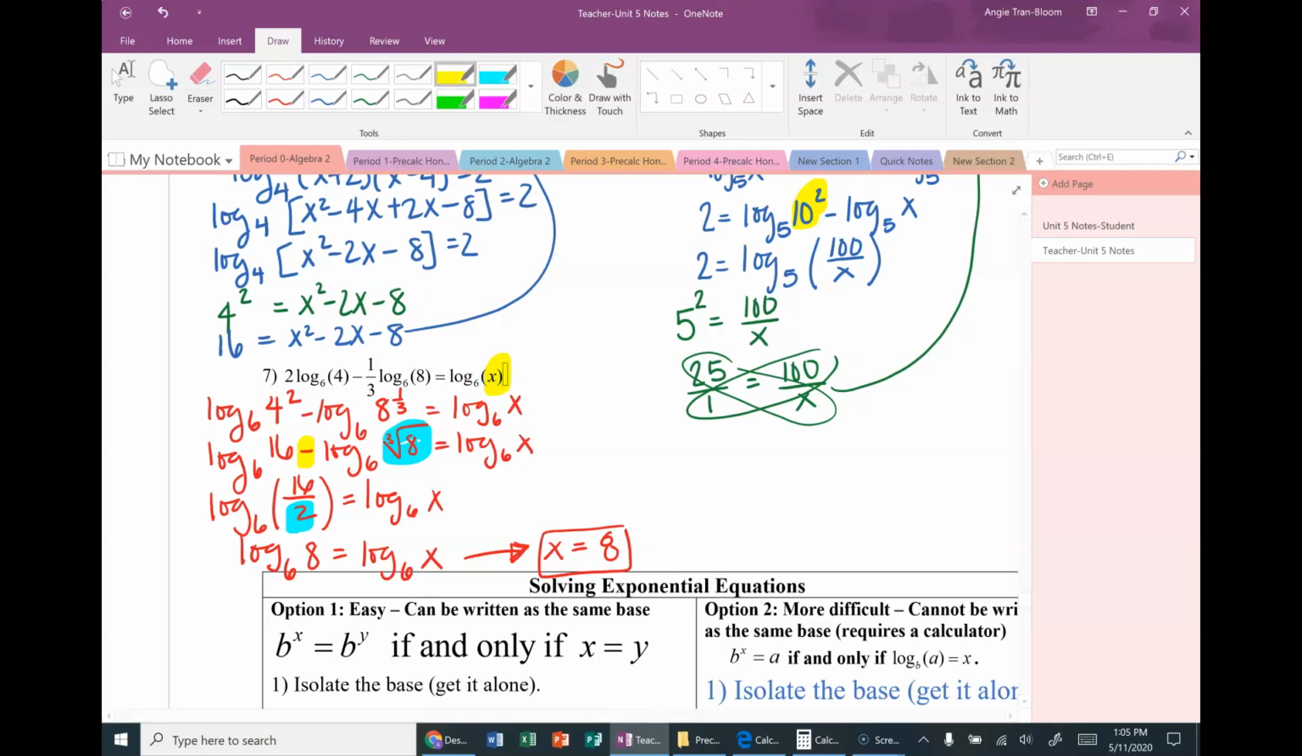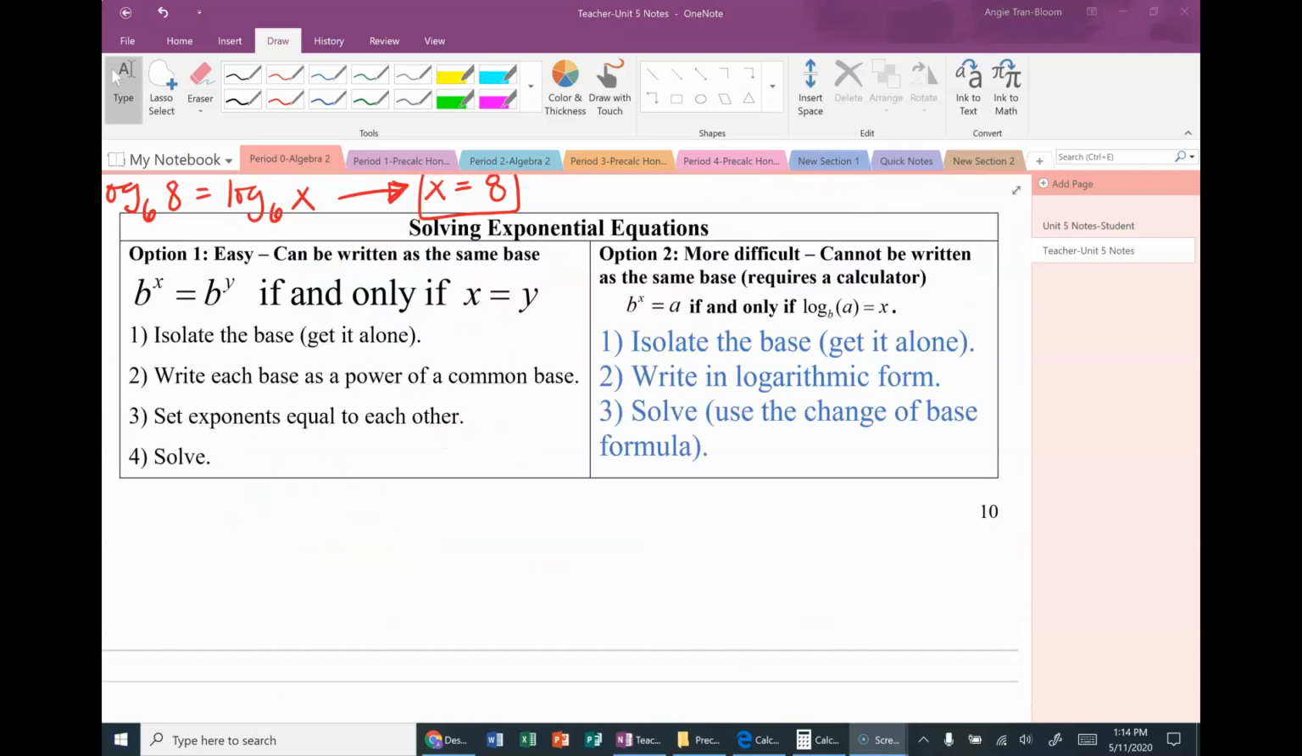Therefore, we can keep it. The next part of our lesson today is solving exponential equations. And remember, we solved some of these earlier, but the earlier lessons were the easy type. So option number 1, easy, which we have done before.